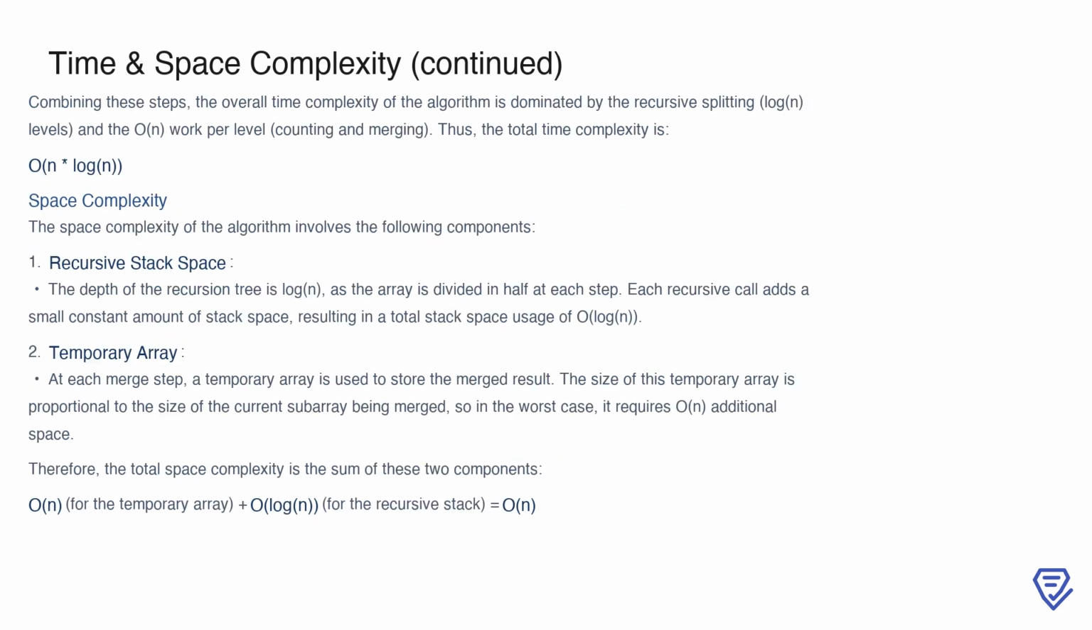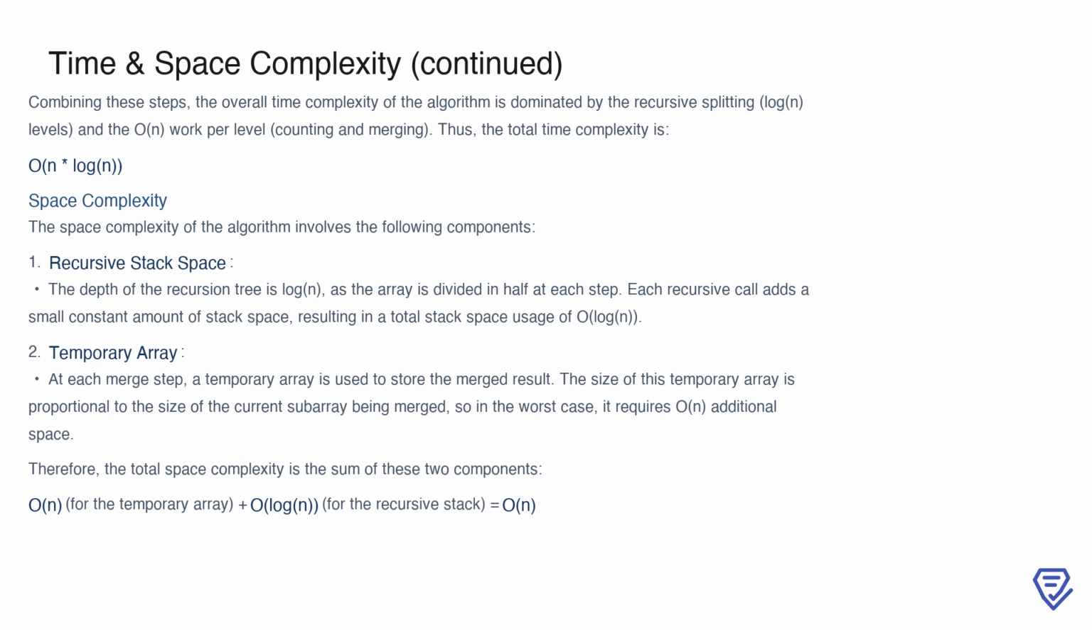When combining all the steps, the overall time complexity is determined by the recursive splitting, which occurs over log n levels, and the n work performed at each level for counting and merging. This results in a total time complexity of n * log n.